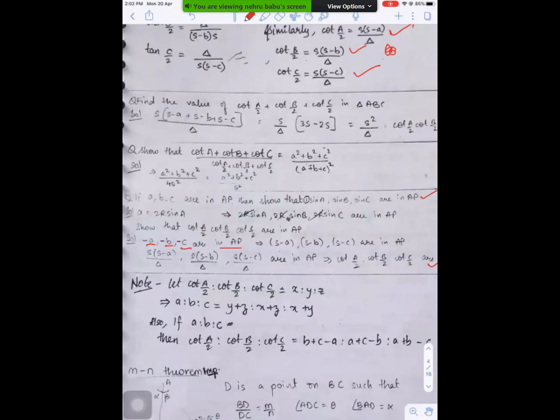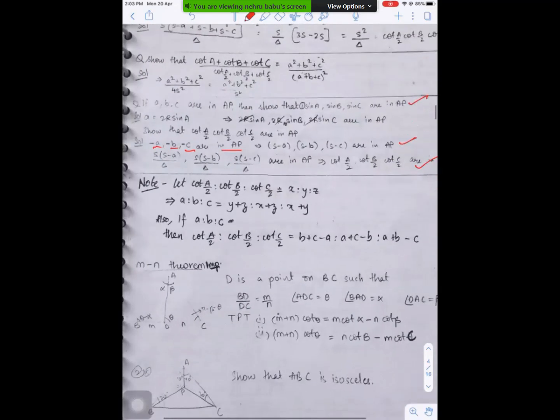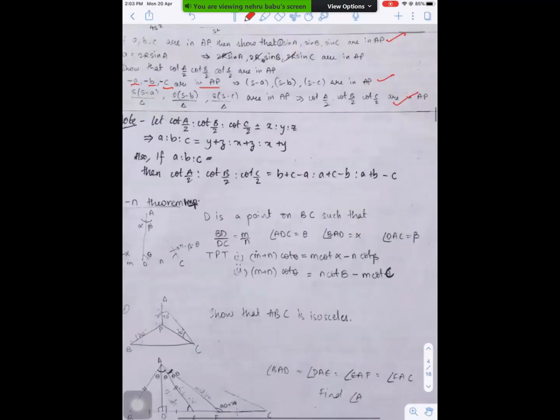I multiplied with minus. Next add S. S minus A, S minus B, S minus C are in AP. Then multiply with S by delta. So S into (S minus A) by delta, S into (S minus B) by delta, S into (S minus C) by delta are in AP. So cot A by 2, cot B by 2, cot C by 2 also will be in AP. The order is also important here. So this kind of shortcut formula can also be used for entrance exams.